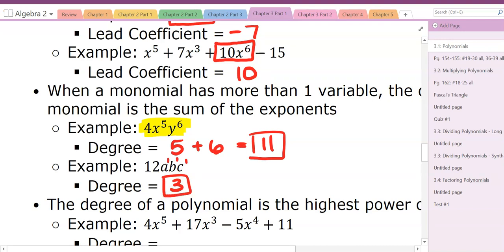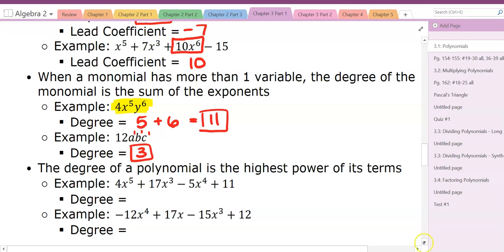Okay, you only have to do that if you see more than one letter. So again, make sure that you look at all the terms in a problem, not just the first one, because they may throw in like an xy later in the polynomial, and that would be the one that has the biggest degree because you'd have to add those numbers together. So again, just make sure you're paying attention.